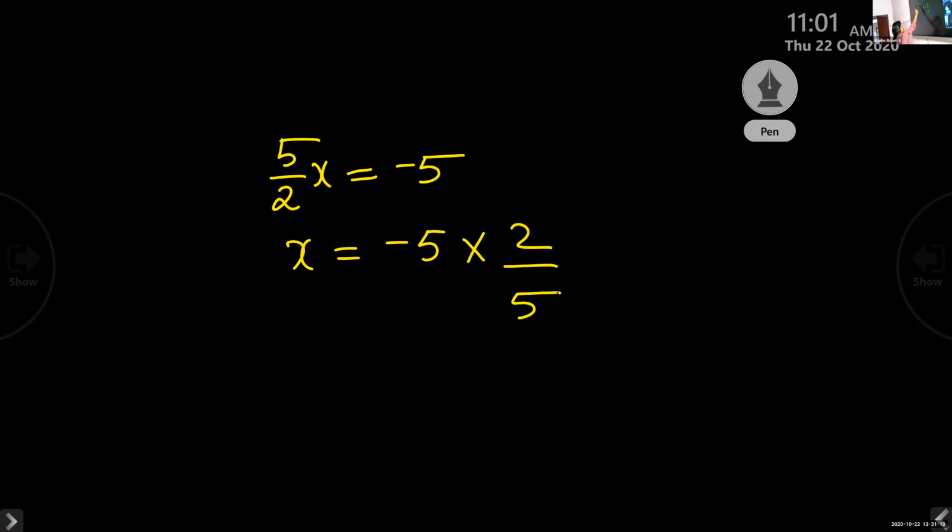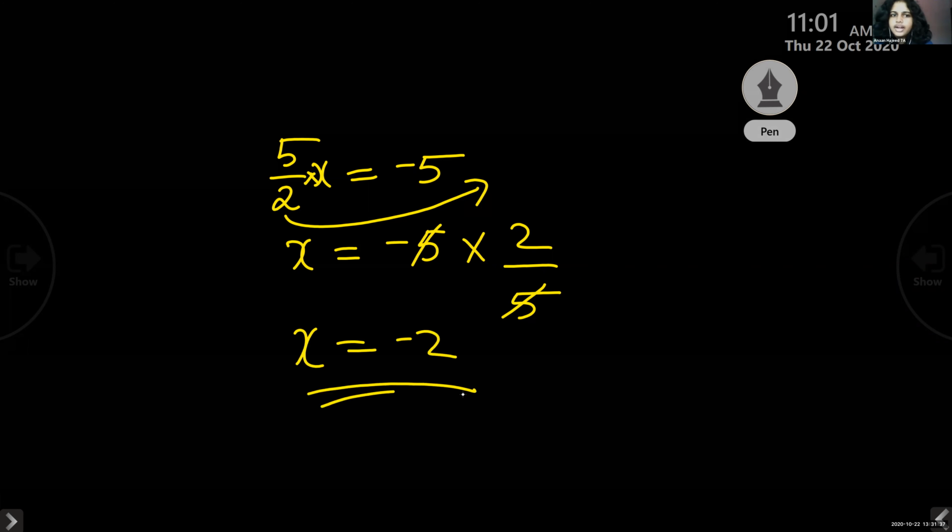Because we are dividing here, this is multiplied here. So when you take it across, it will become division. What is division? Multiply by the reciprocal. So directly you can bring this and multiply by the reciprocal of it. Ma'am, I did it another way. So what is the answer? 5 and 5 cancelled. The answer is x equals negative 2.